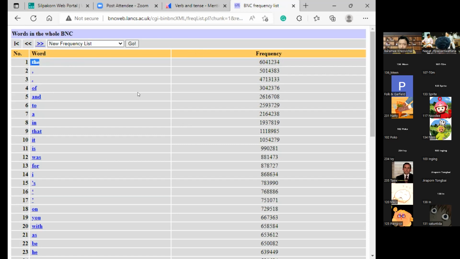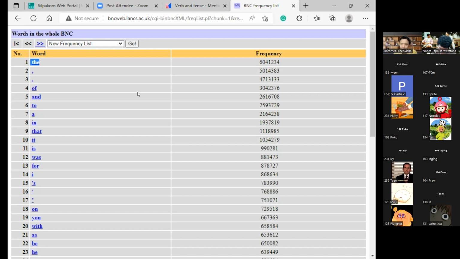And actually, if you look at the list, you can see that most of the words are function words, because for almost every noun, you need an article.